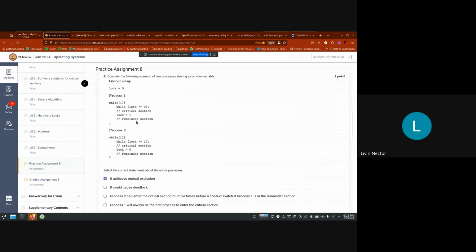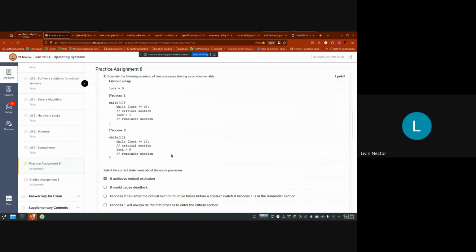Still, you can see process 1 is not requesting the lock. Now it's also in the remainder section. So if it is in the remainder section, can I repeat this? Process 1 doesn't want the lock. So can I use the critical section multiple times?